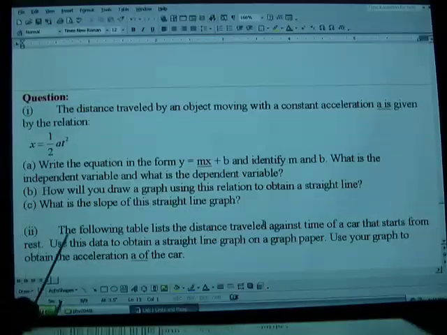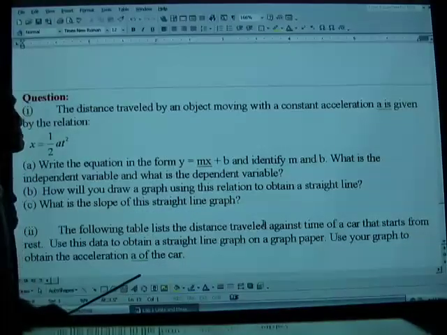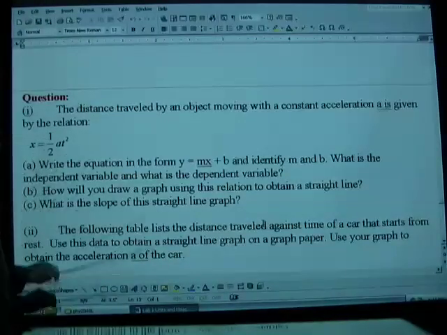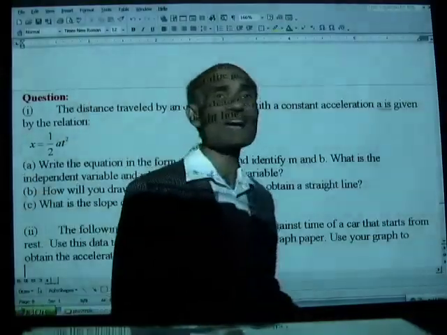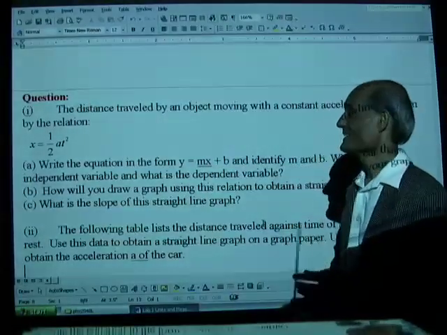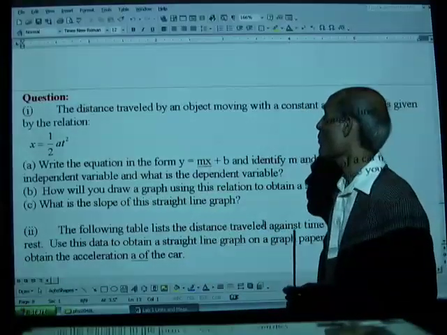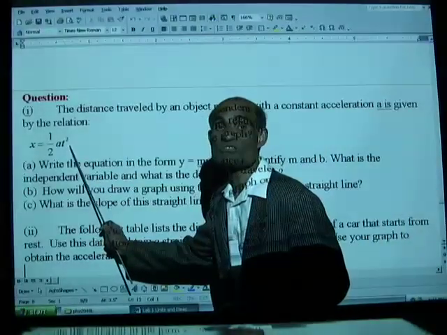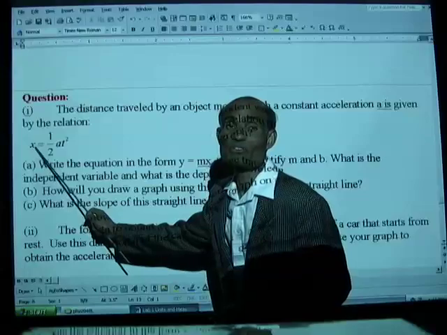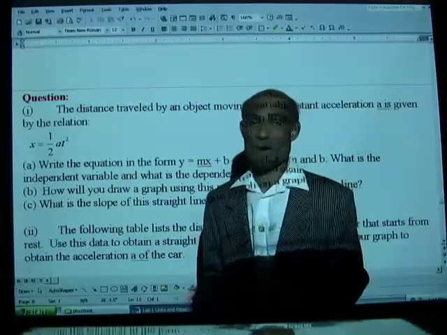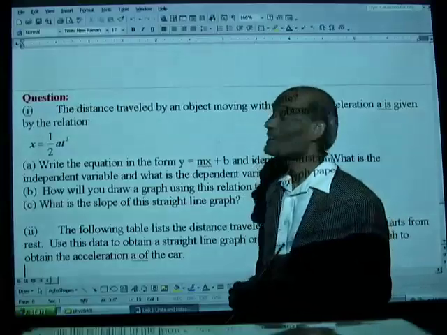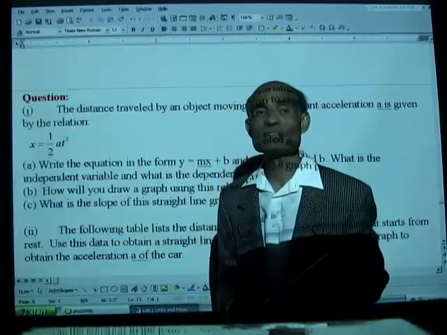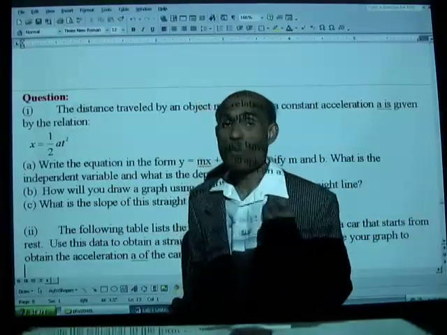Look at this now. The distance traveled by an object moving with a constant acceleration a is given by the relation x equal to 1/2 at squared. Write this equation in the form y equal to mx plus b, knowing that t is the independent variable and x is the dependent variable. Well, it is actually written in the y equal to mx plus b form. Tell me, what is b here? B is 0.